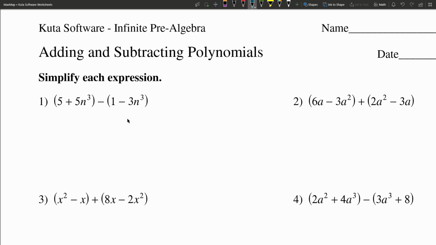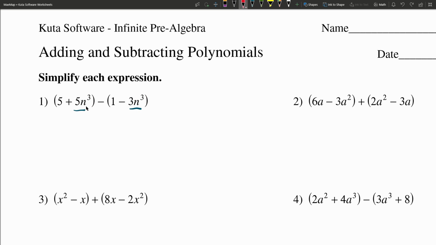A good rule of thumb when writing polynomials is to put the highest degree towards the left and write the degrees in descending order, ending with your constants. So looking at my highest degree in this expression, it's an n cubed. Now I have a 5n cubed here and a 3n cubed here. Because those terms have the same exact variable n and they're to the same exact degree, 3, I can combine these two together. So let's take a look at how we're going to combine them.